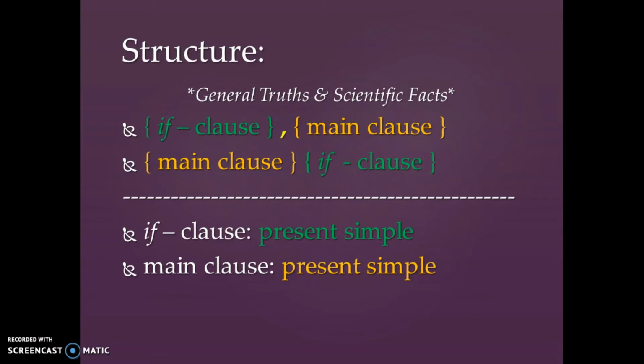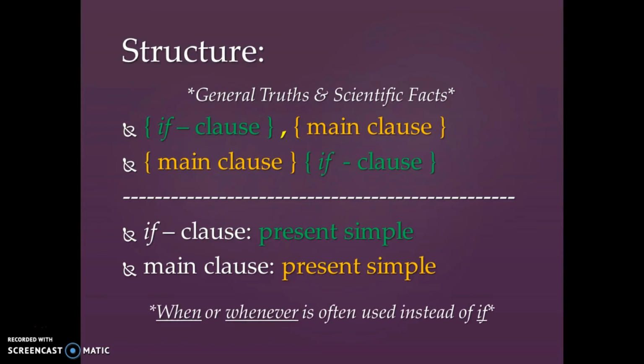Now, you might have also noticed that in those last two sentences, we didn't have the word if. Instead, we used when or whenever. And actually, with the zero conditional, with present real conditional, we often use when or whenever instead of if.